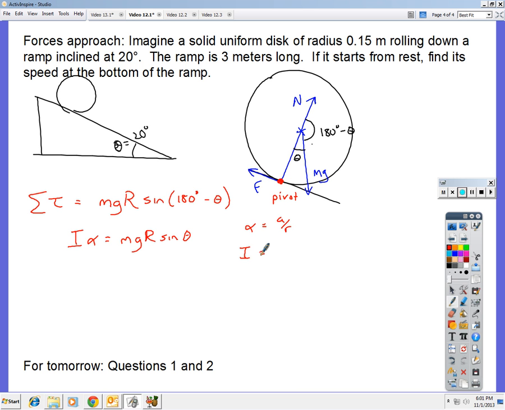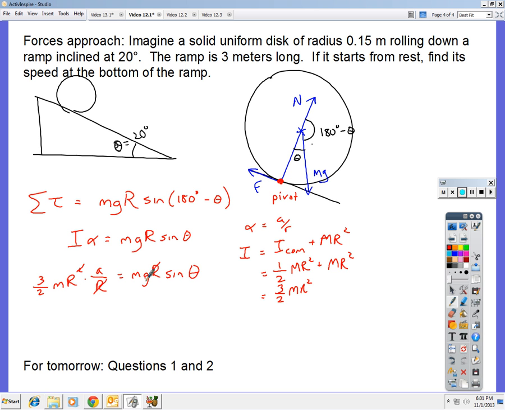If we look up on page 227, we find that the moment of inertia about the center of mass of a solid disk is 1/2 mr squared. And using the parallel axis theorem, we'll add a full mr squared to that to get the moment of inertia about a point on the rim. So the moment of inertia is 3/2 mr squared. So 3/2 mr squared times a over r equals mgr sine theta.